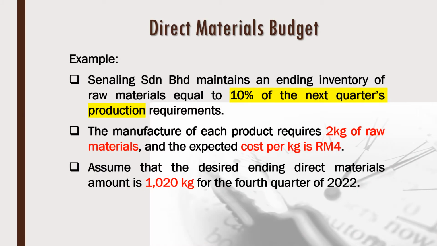Example for direct materials budget. Senaling Berhad maintains an ending inventory of raw materials equal to 10% of the next quarter's production requirements. The manufacture of each product requires 2 kg of raw materials and the expected cost per kg is RM4. Assume that the desired ending direct materials amount is 1,020 kg for the fourth quarter of 2022.